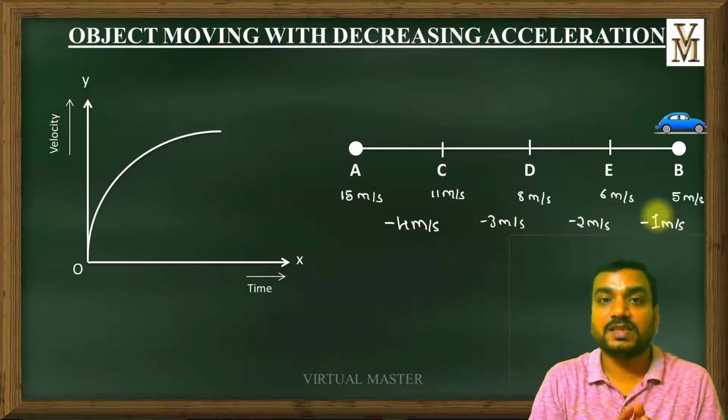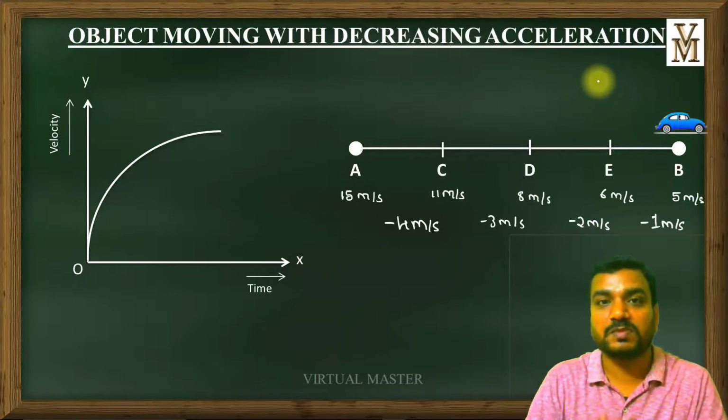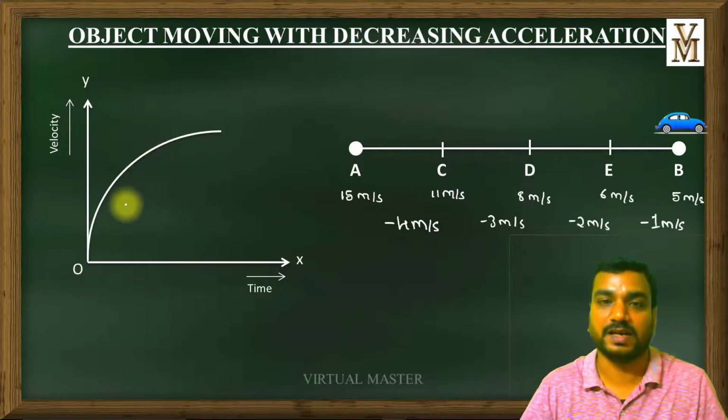So the change in the velocity between any two points is also decreasing. We can say that the car is moving with a decreasing acceleration. And if we draw the velocity time graph of the car, in this case we are going to get a curve similar to the one shown in the diagram.